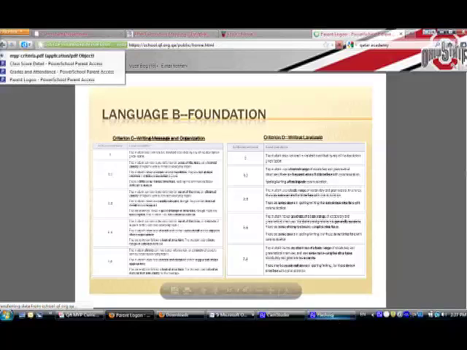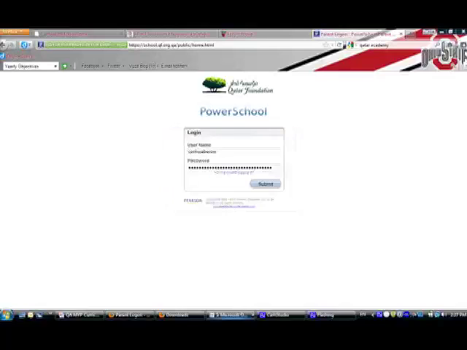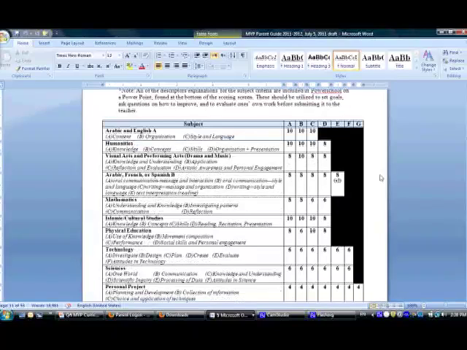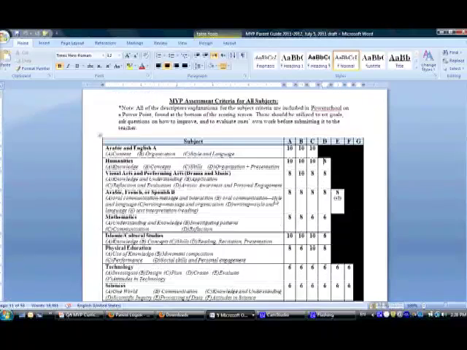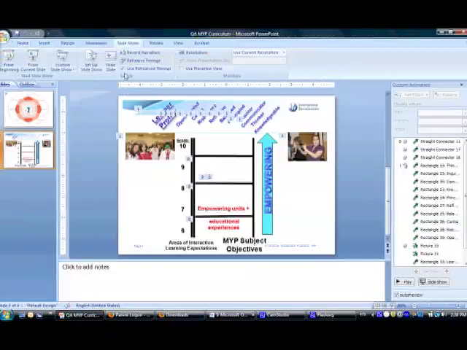Additionally, parents can access all of the criteria within the MYP Parent Guide as well, where this is nicely and easily laid out in a very quick reference. For example, Humanities has 4 criteria. Criterion A is out of 10, B is out of 10, C is out of 10, and D is out of 8. Okay, and that is the first rung of the ladder, moving back.